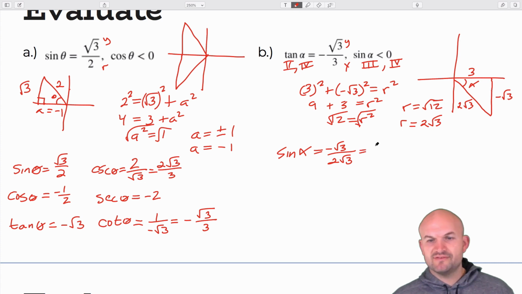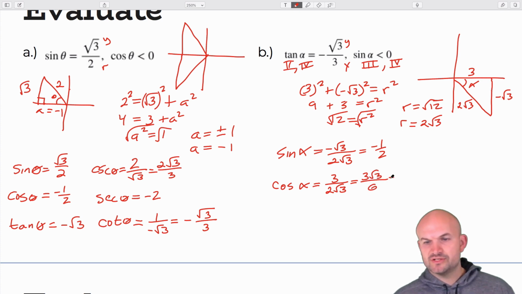Well, the square root of 3's are going to divide out, so that's just going to leave us with a negative 1/2. The cosine of alpha is going to be adjacent over hypotenuse, so that's going to be 3 over 2 radical 3. Rationalize the denominator here. So that's going to be 3 radical 3 over 6, which can be reduced to square root of 3 over 2. Let's see here. The tangent of alpha, we already have that answer, right? So that one's easy. Then let's work on the reciprocal functions.